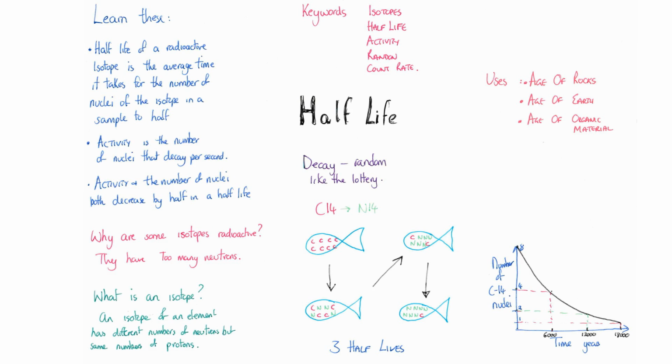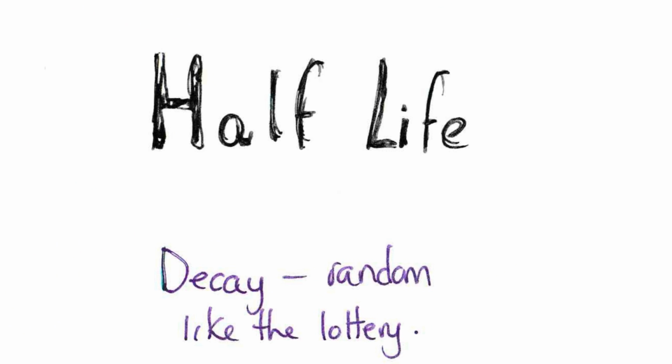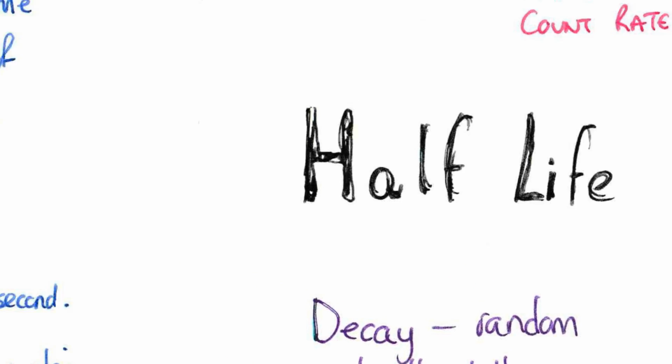Right, so let's have a look at this then. Half-life is a term used to describe a predictable effect of atoms that decay. Now, the problem with radioactive decay is that it is actually a random event, much like the lottery is a random event. But there are some things you can predict, and one of them is the half-life.